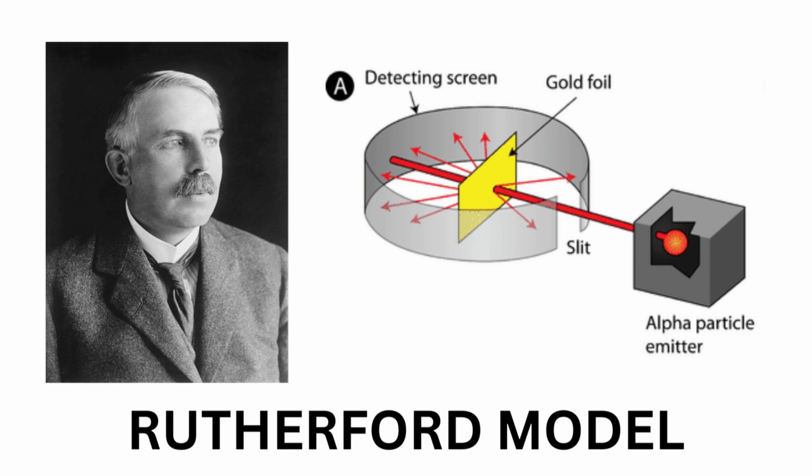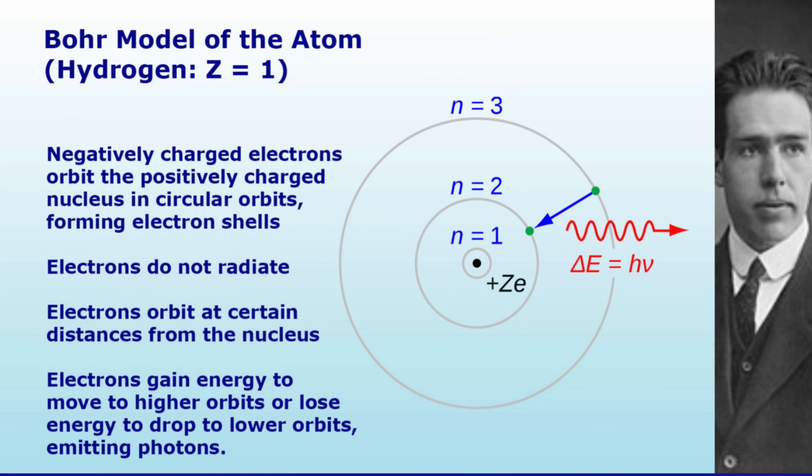So this was what Rutherford said in his model, but some drawbacks were still there. He said that electrons revolve in a circular path, so they would radiate energy, and at some point the energy would get finished and the electron would fall into the nucleus, and the atom wouldn't be stable. So then Niels Bohr, another scientist, came into the picture.